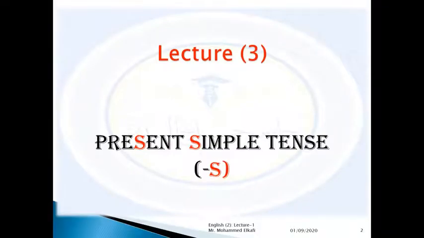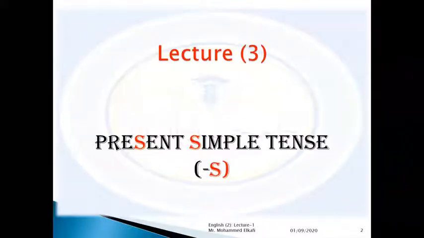Our lecture today is about present simple tense, which is known as the rule of S. We call it the rule of S because we add S to the verb that comes after he, she, it.